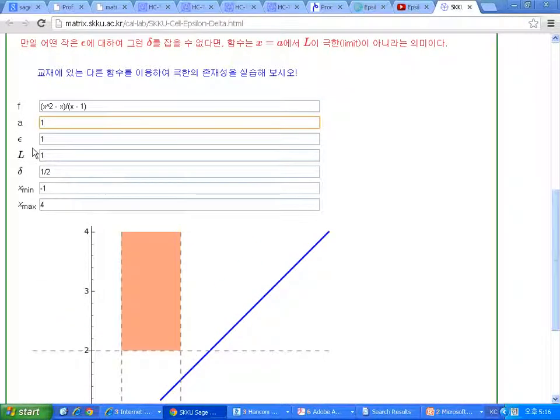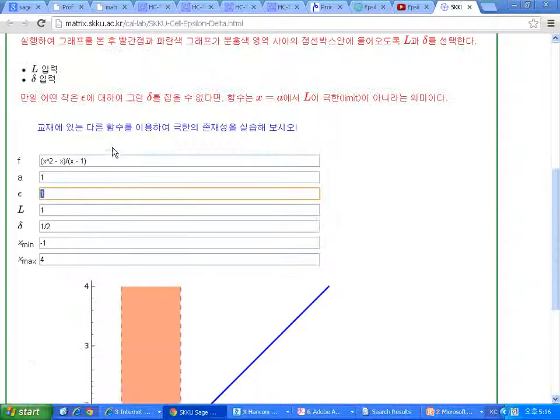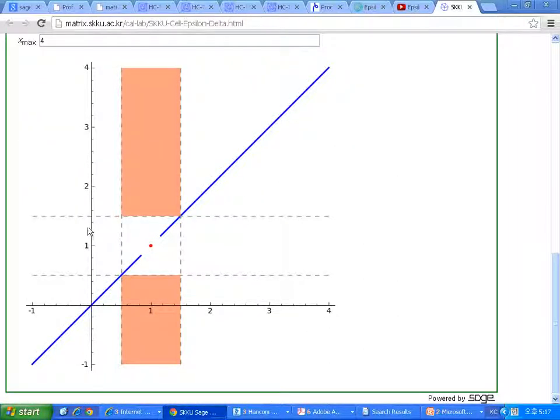So L is equal to 1 here. When A approaches 1, and let's make epsilon small, epsilon 1. We can choose even a smaller one here like this. Then we have a small epsilon here, but we can always find the delta to make this function be in this box.